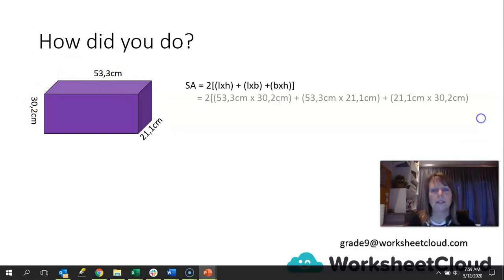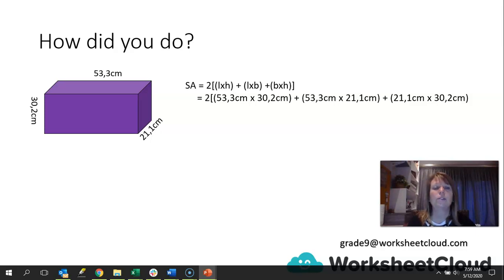We're going to substitute in. We've got length of 53,3 centimeters, our height of 30,2 centimeters. Then we're going to add it to our length of 53,3 centimeters times by our breadth of 21,1 centimeters.